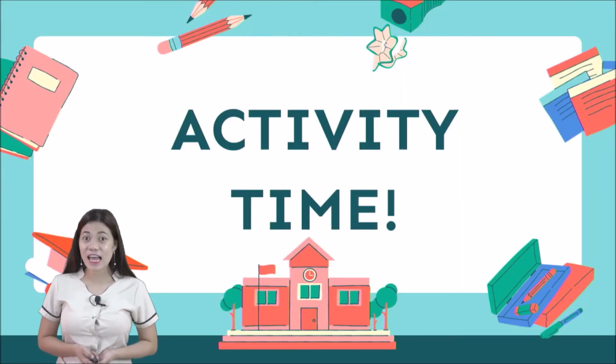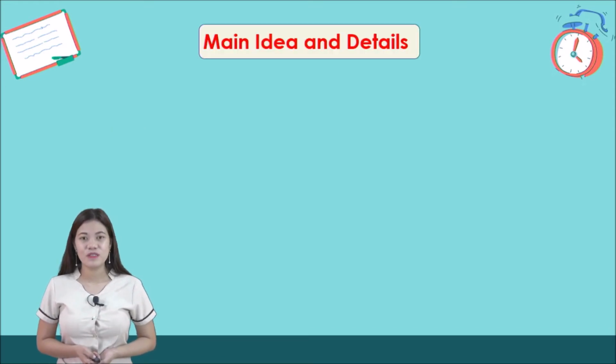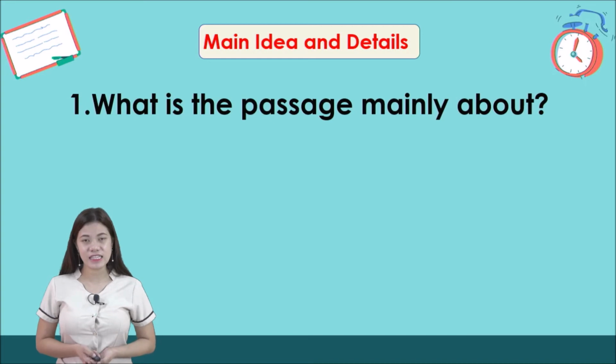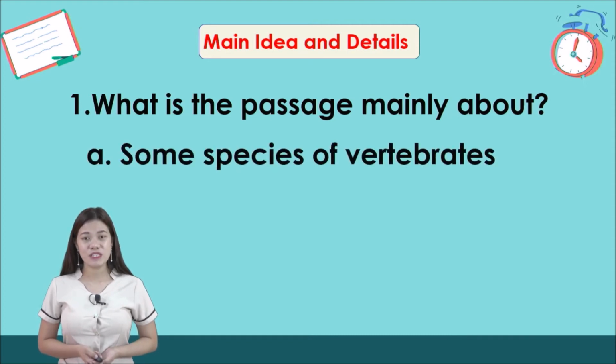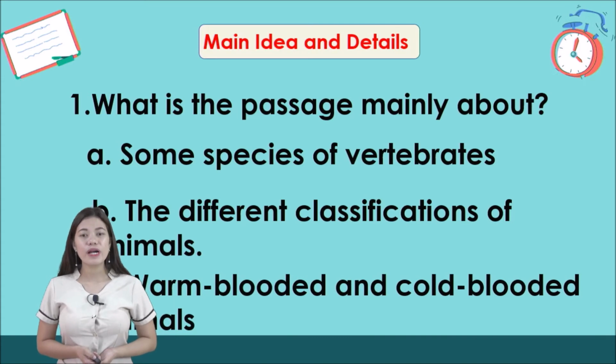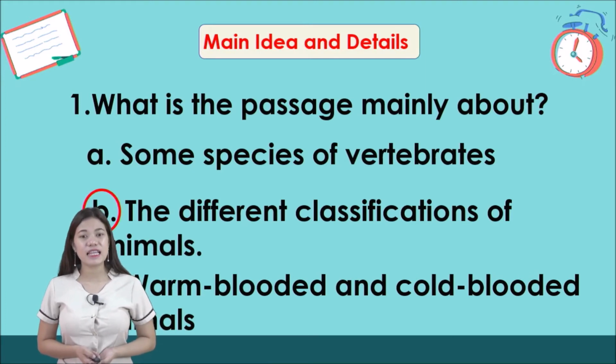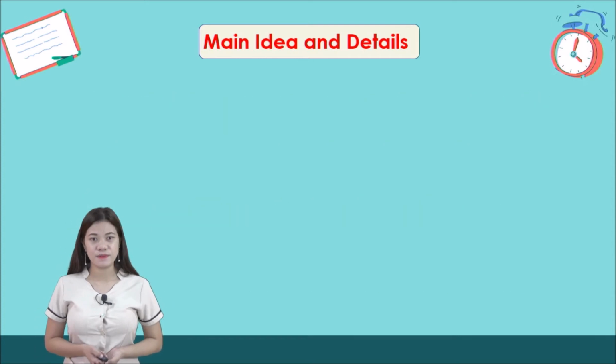It's activity time. So you have to turn your book to page 45. Are you ready to answer? So let us answer main idea and details. Here's the first question. What is the passage mainly about? A. Some species of vertebrates. B. The different classifications of animals. Or letter C. Warm-blooded and cold-blooded animals. What's the answer? The answer is letter B. The different classifications of animals.